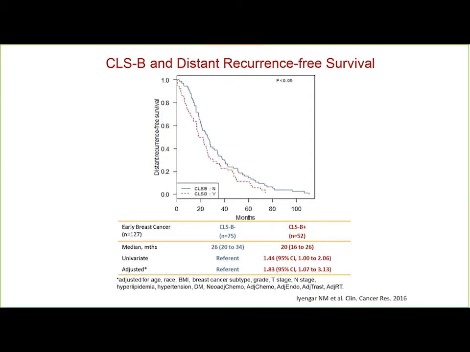More specifically, the median was 20 months in the CLS-B positive cases and 26 months in those who had no evidence of inflammation. And this was true when we controlled for all the critical variables. Take-home message is that the presence of occult breast inflammation was an independent prognostic biomarker. And since we did this work, another group has now reported that the presence of crown-like structures of the breast is associated with worse overall survival as well.